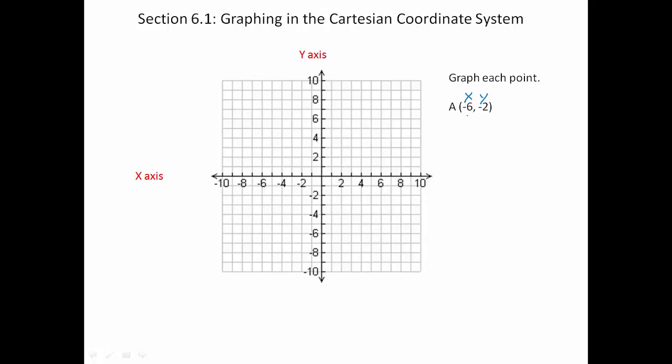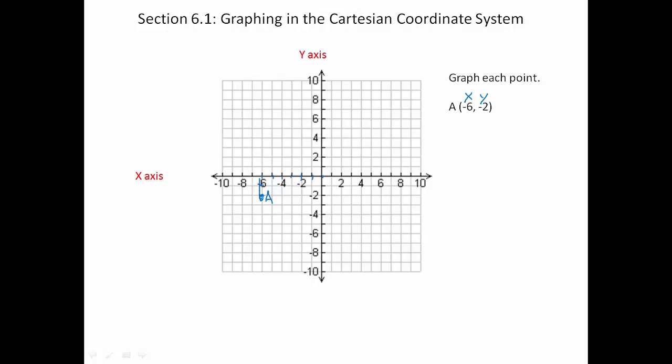So if I want to plot or graph that point, I'm going to think about moving in the x direction -6, starting from the origin, starting from the middle here. I'll go back 1, 2, 3, 4, 5, 6, and it's labeled. But I'm not done yet. I still have to go -2 in the y direction. Well, negative in the y direction is down, so I'll go down 1, 2. And there's my point A. And that's going to correspond to -6 in the x direction, -2 in the y direction.